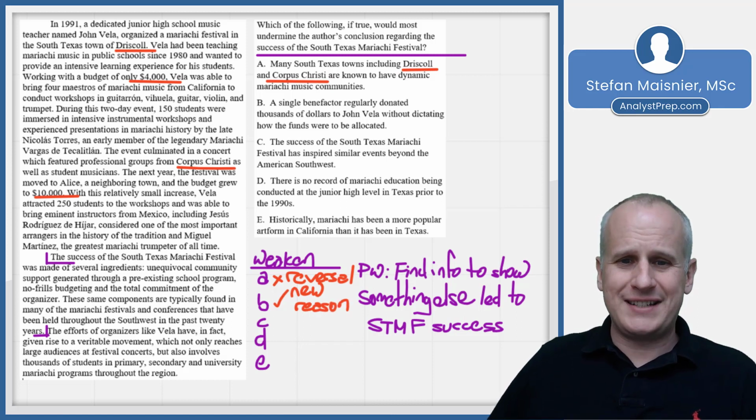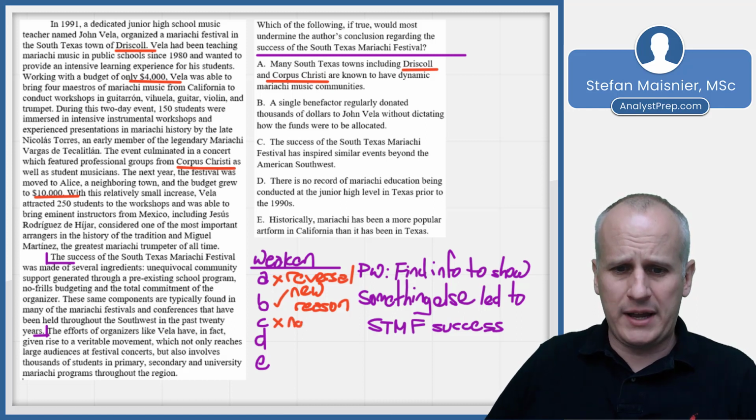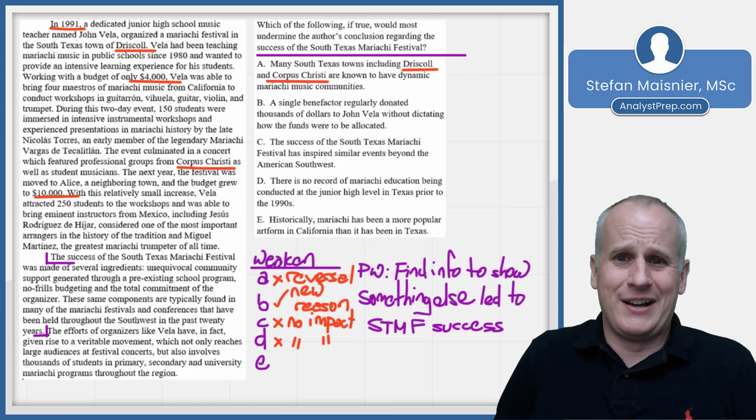Now, choice C: the success of the South Texas Mariachi Festival has inspired similar events beyond the American Southwest. That is after the fact, so that has no impact either way. As we look at choice D: there's no record of mariachi education being conducted at the junior high level in Texas before the 1990s. Okay, no record. I know that John Vella started in 1991 at the very top, but this has no clear impact either way, whether there was a record or not a record.